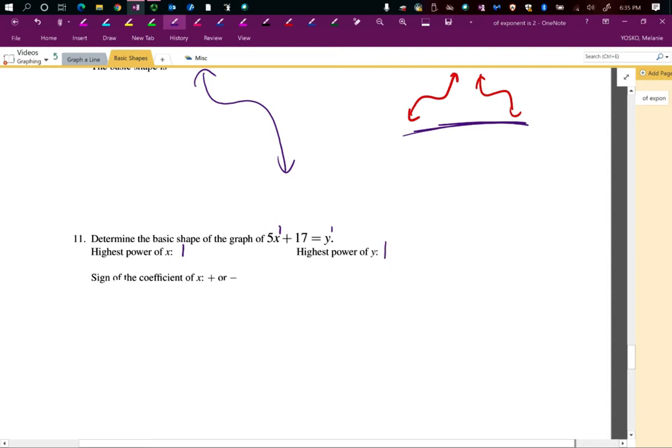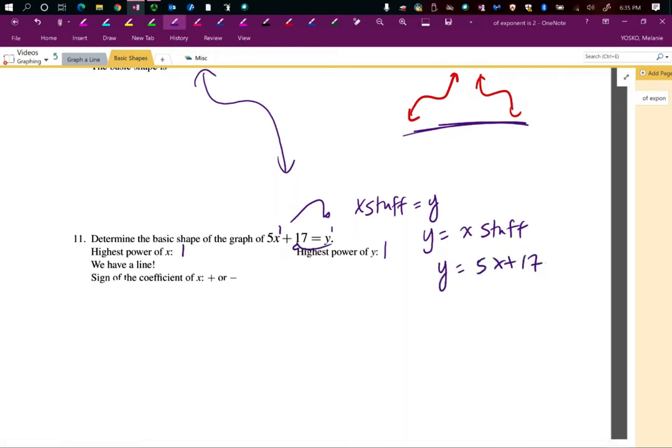If we have x to the first power, y to the first power, and no other x's or y's, then we know we have a line. Okay, so then we check. We see y is on one side, x and other things are on the other side. This time the x stuff is on the left, and y is on the right. The form we discussed had y on the left and all of the x stuff on the right. So if you want to, you can switch these around. So y is equal to 5x plus 17.